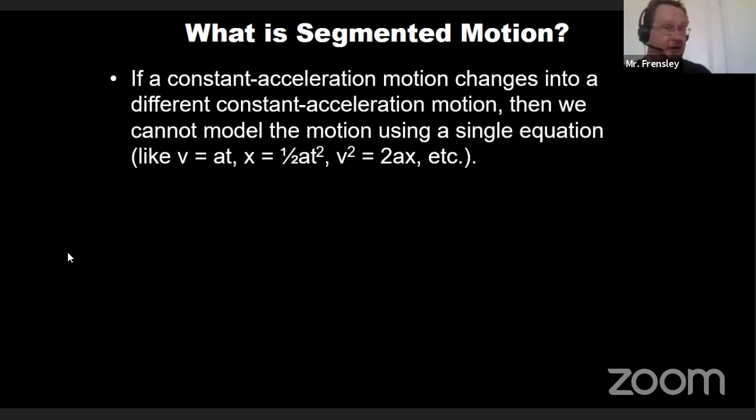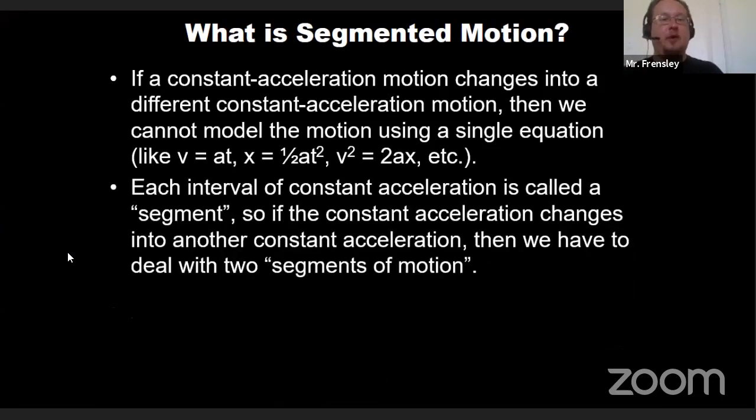We can still use the old kinematics equations for constant acceleration, but you can't just get the answer with one of them. It's going to take more than one. So each interval of constant acceleration is a segment. In the previous problem, the first segment was free falling at 10 meters per second squared.